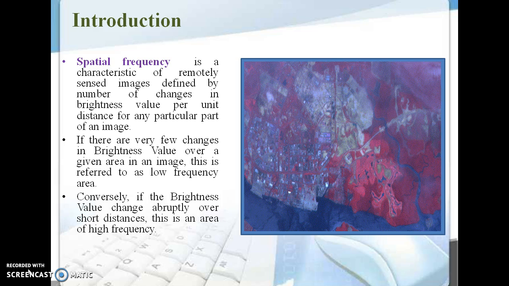Spatial frequency refers to the roughness of the tonal variation occurring in an image. Image areas of high spatial frequency are tonally rough, for example, a crossroad or field borders, while areas of low spatial frequency are smooth, for example, large agricultural fields or water bodies, as shown in the image.